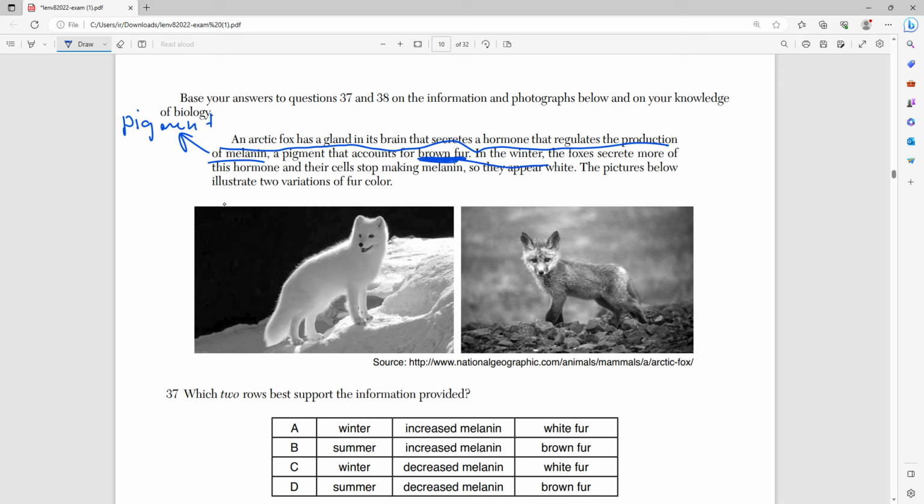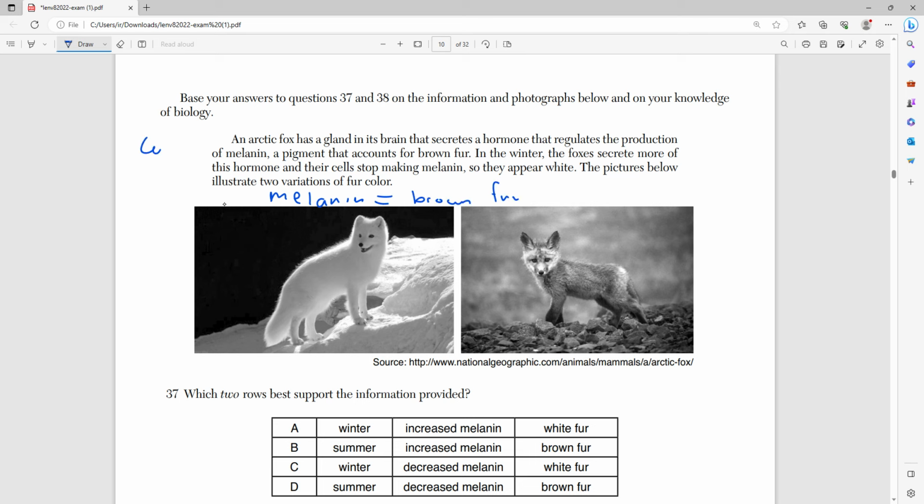So they release a pigment, right? They release a chemical, and that chemical gives it brown fur, right? In the winter, the foxes secrete more of this hormone and their cells stop making melanin, right? So they appear white. The photos below illustrate two variations of fur color, right? So what happens in the winter? They have this hormone that regulates the production of melanin, right? So melanin equals brown fur.